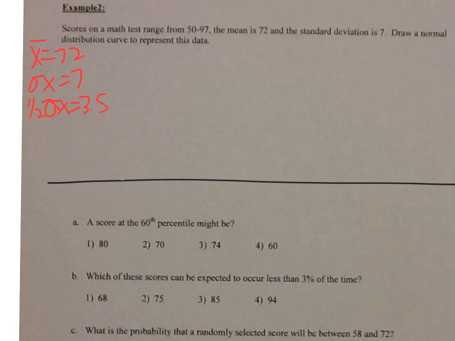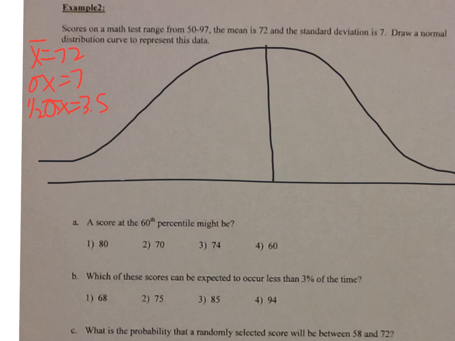So let's draw the curve. Okay, so we're going to start in the middle here and we're going to label the mean 72. Okay, so I'm going to go a half, just a little bit here. There's a half, and that would be 75.5. Another half, which puts me at one whole standard deviation, is 79.